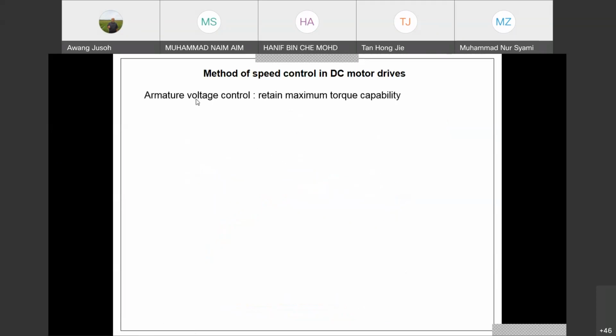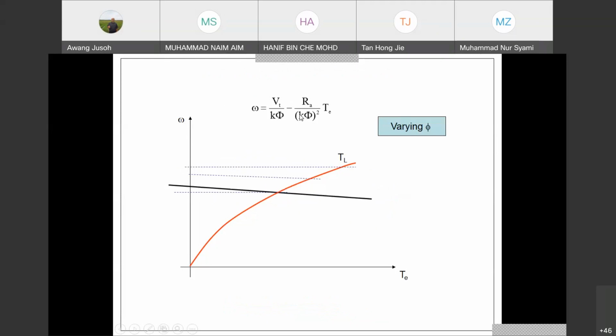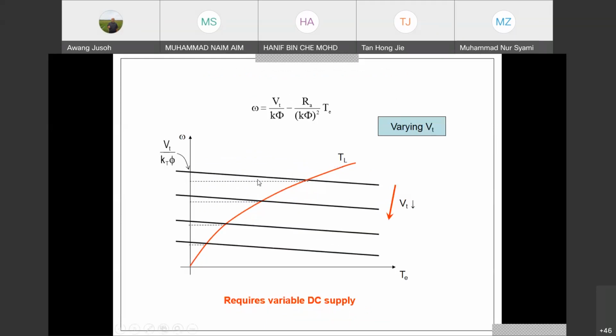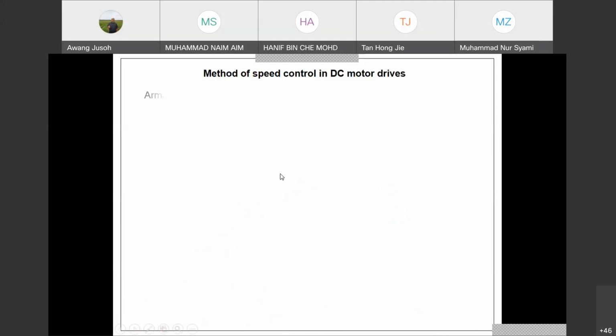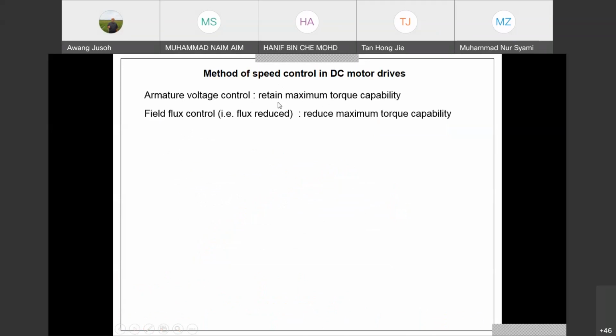Okay. So the armature voltage control I mentioned just now, this method is the best one to control motors because, even though it's expensive, it can produce rated torque. Even though the speed is increasing, the motor can still produce rated torque in the system. So in terms of torque production, it is very good when we use voltage control. The motor can still retain the maximum torque capability even though the speed changes. That's the good thing about armature voltage control.